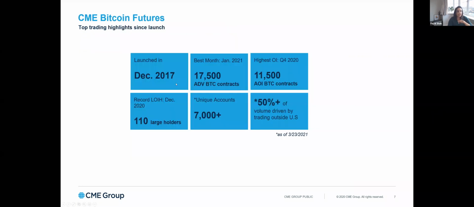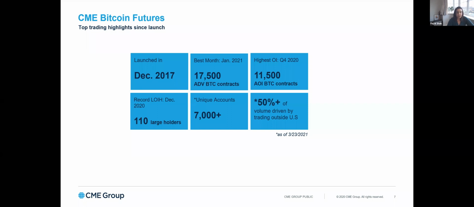So let me just pivot slightly to Bitcoin futures, if I may. The launch of Bitcoin futures has been a success story for the exchange. As we look over 2020, we see that the marketplace has continued to grow. Volumes have continued to grow. Open interest has continued to grow. And we view ourselves as the leader for derivatives in this space.